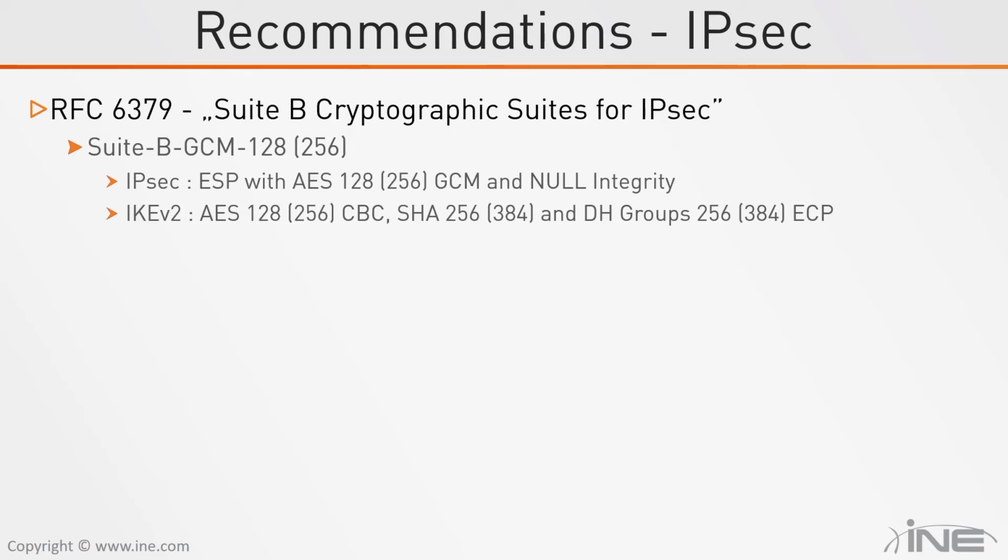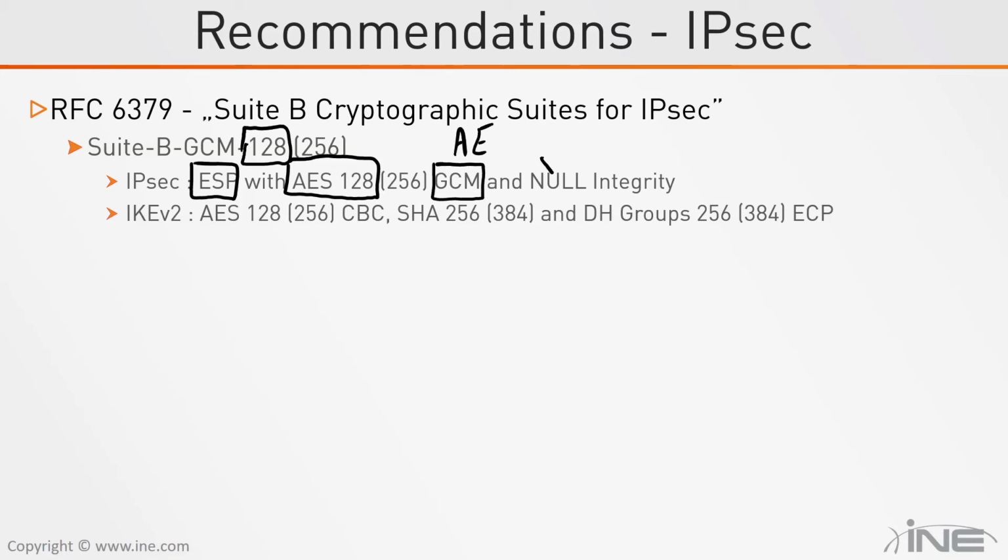So they say that for the data, what we should be using here in this first variation of Suite B GCM with a 128-bit key, for the data we should be using ESP encapsulation with AES encryption, where the key length is going to be set to 128 bits. We're going to be running this encryption in GCM mode, which is talking about authenticated encryption.